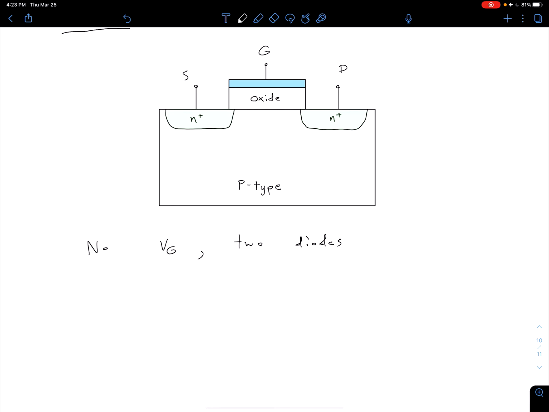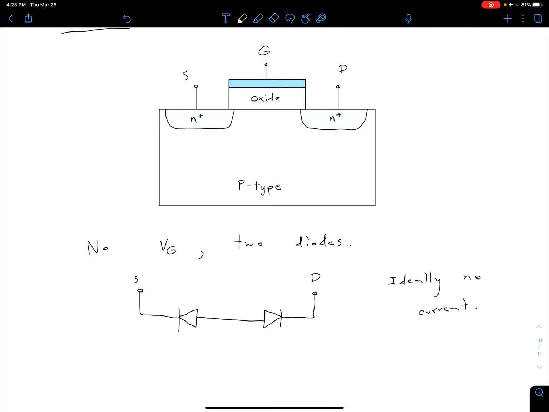So 2 diodes, and they're back-to-back, so they look something like this. We'd have our P region and our N region, and this would be our source. And then this goes through our substrate, which is also connected over here to our drain. Of course we could see in the ideal case, we have no current going through that circuit. So ideally no current. In practice, we'll get some small amount of current, but essentially nothing compared to when we turn this device on.